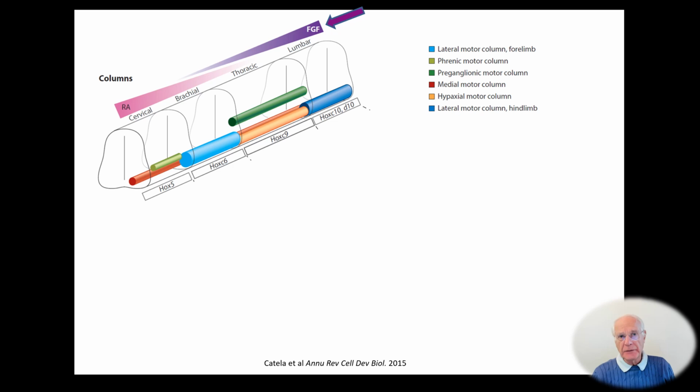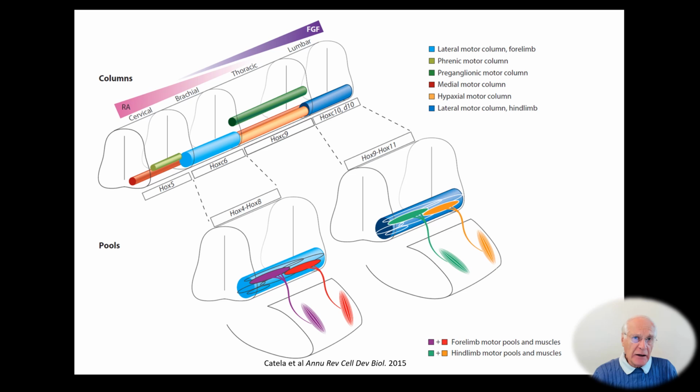Cross-repressive interactions between different HOX proteins shape the character of different regions, cervical, brachial, thoracic, or lumbar. They create compartments of motor neurons into specialized columns innervating different muscle groups, such as forelimb muscles or hindlimb muscles.